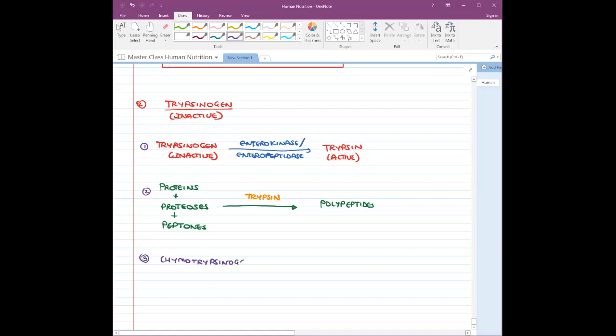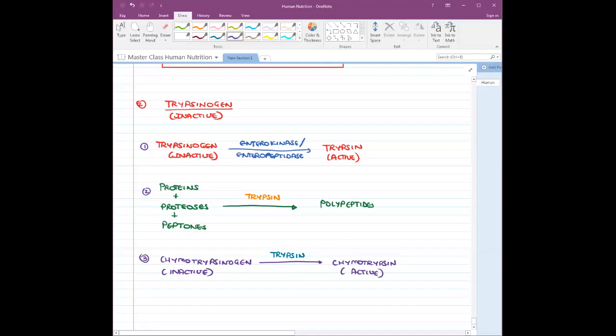Now when this is happening, we are going to have chymotrypsinogen. Everything is happening in the presence of trypsin now. Chymotrypsinogen in the presence of trypsin is converted into chymotrypsin. Guys, once again, chymotrypsinogen, see, it is ending with gen. So what did I tell you? This is going to be inactive. Chymotrypsin is going to be active.